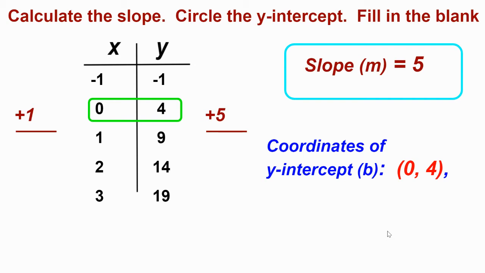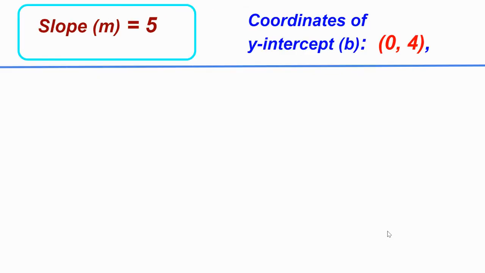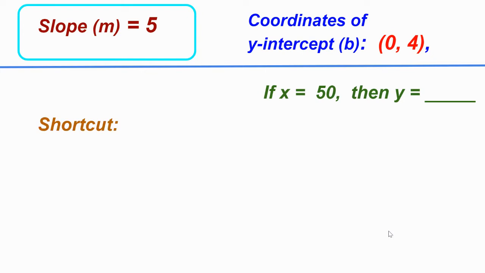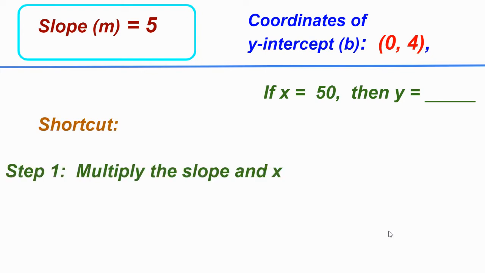And let's continue. All right, now what happens? There's that information. Slope of 5, y-intercept of 0, 4. If we want to use stuff like if x is 50, right? We could continue the table. We've tried that. Let's look at the shortcut. Let's look at the pattern, right? The system. All right, so the first thing is multiply the slope and the x, right?